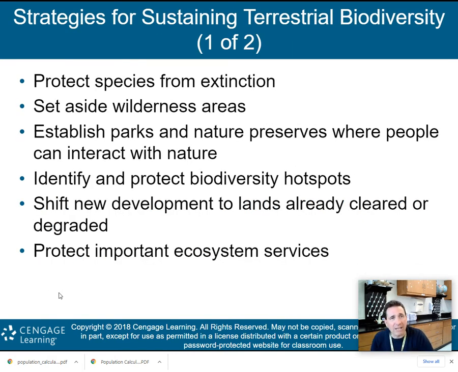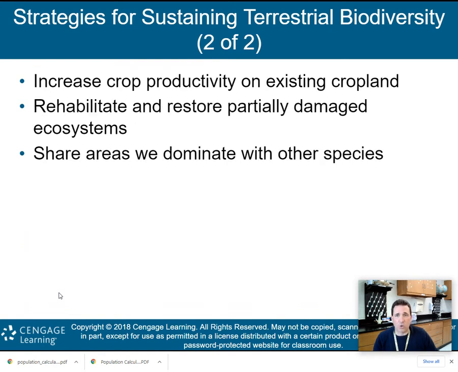So, again, strategies for sustaining terrestrial biodiversity: protect species from extinction, set aside wilderness areas, establish parks and nature preserves where people can interact with nature, identify and protect biodiversity hotspots. It's more of the same here, guys. All right, shift new development to lands already cleared or degraded, and once again, protect those services.